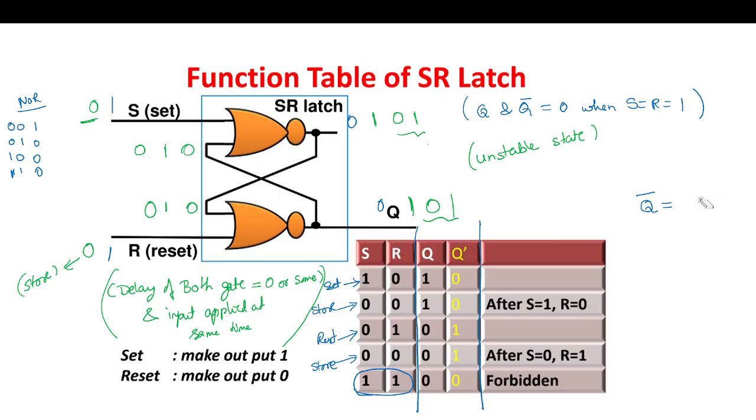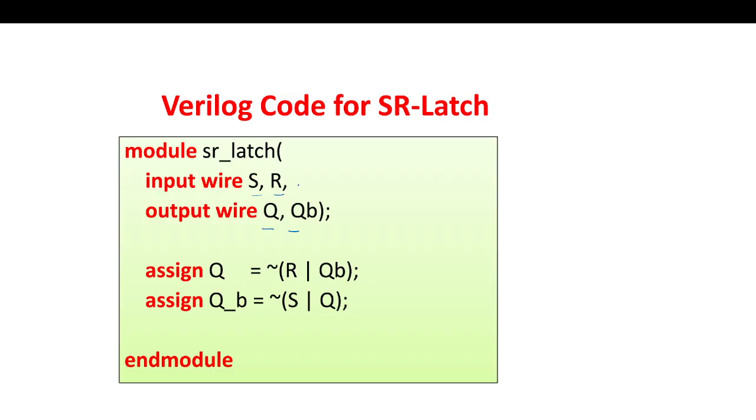I'll write it again. So the Q bar is complement of S or Q, and Q is the complement of R or Q bar. This you can name as QB. So now we have mentioned it here. So this is the SR function.